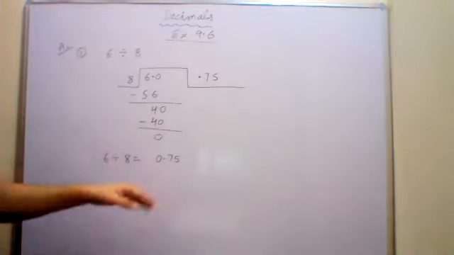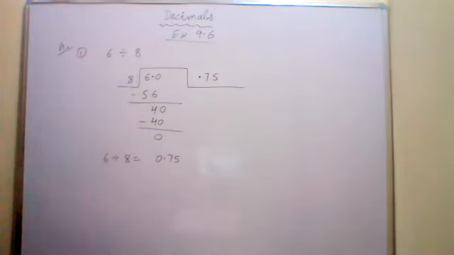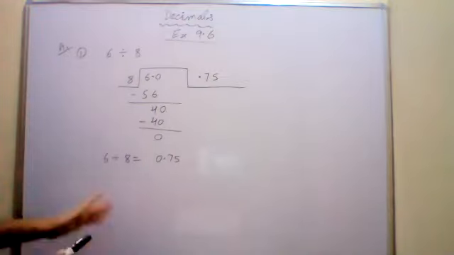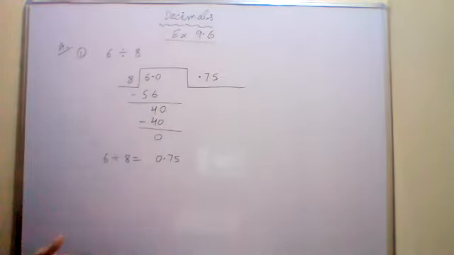So 6 divided by 8, the answer is 0.75. To make yourself a little more confident, you can try this in your calculator also. Don't use the calculator regularly, but in your calculator you can see it. It will be fun to see whether you have done it correctly or not. The calculator will also tell you that 6 divided by 8 is equal to 0.75.